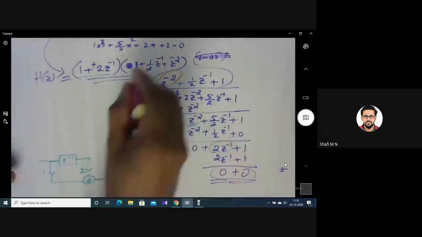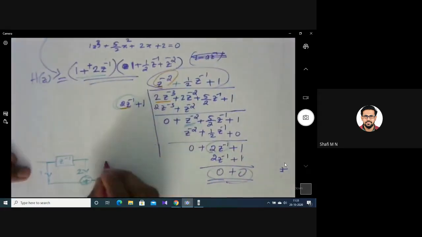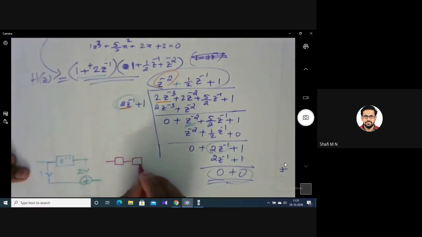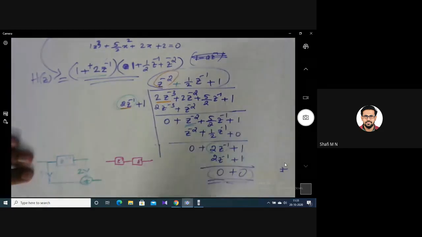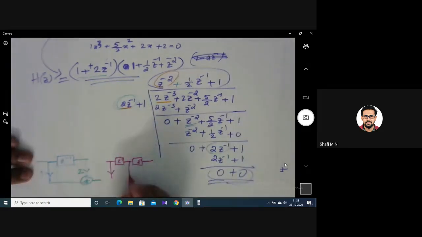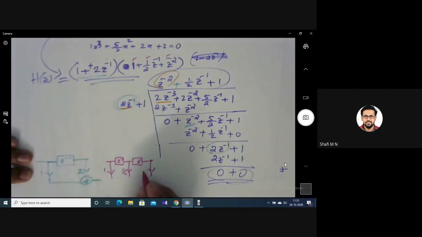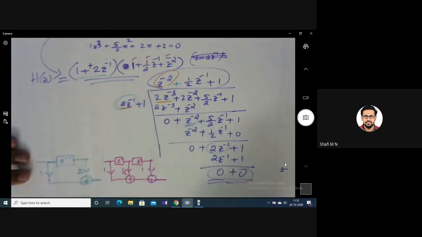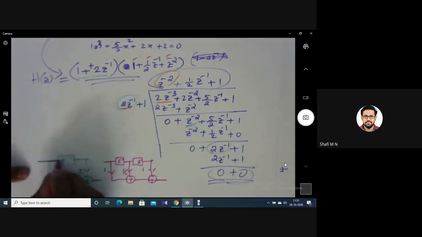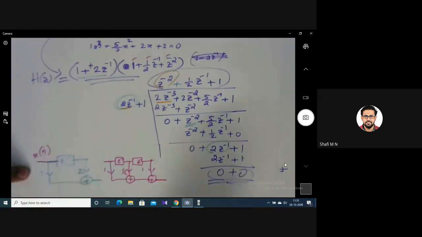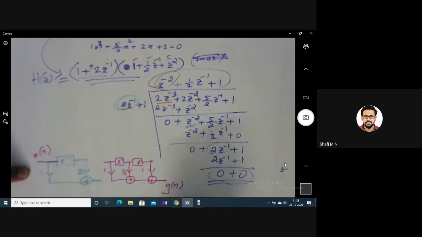Now you realize the second one. You need again two delay elements. Then the coefficients are 1, 1 by 2 and 1. So you add the results. So here you have the second input, second output. Now first input is my actual input x of n. Second output is my actual output y of n.